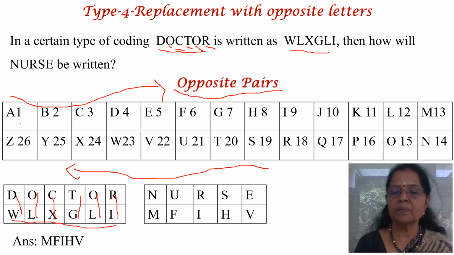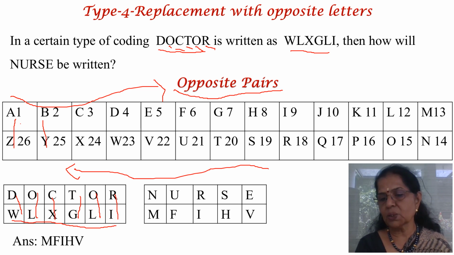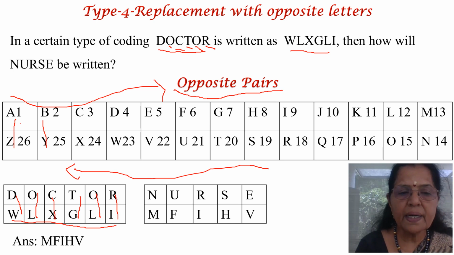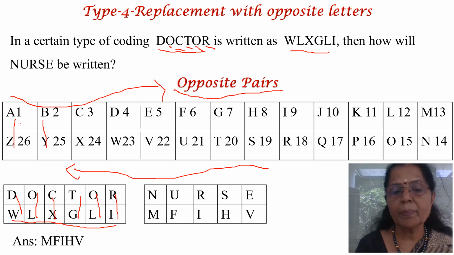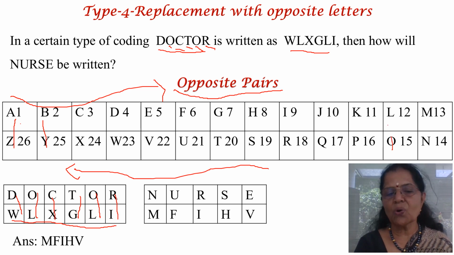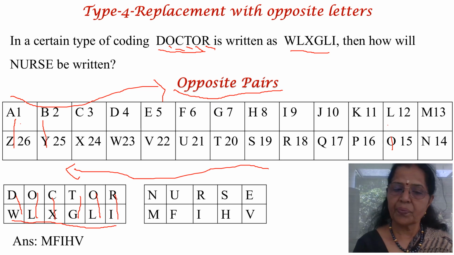So A is opposite of Z, and B is opposite of Y, and of course Y is opposite of B, conversely the same, and C is the opposite of X. So like that it goes on. See here, what is the opposite pair of D? W. O is replaced by, what is the opposite letter for O? L. So for all the letters, their opposite letters are used.